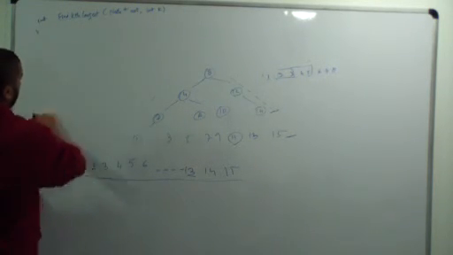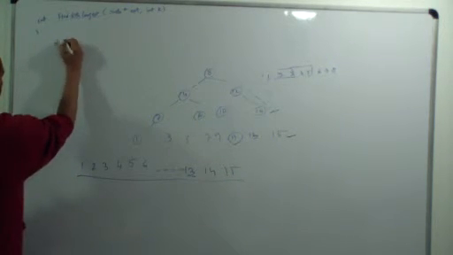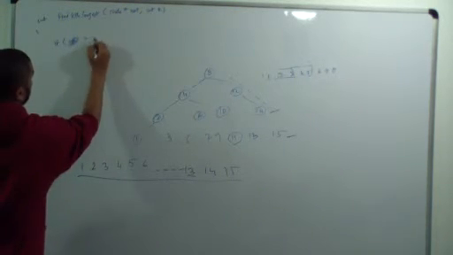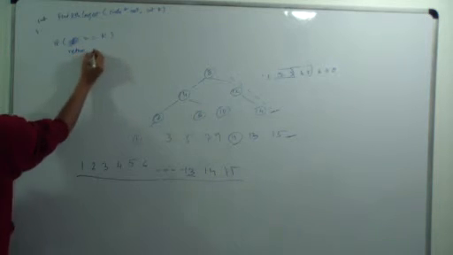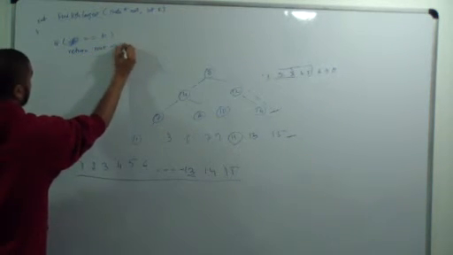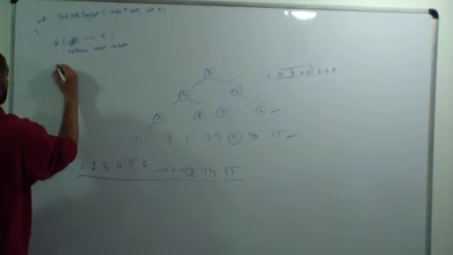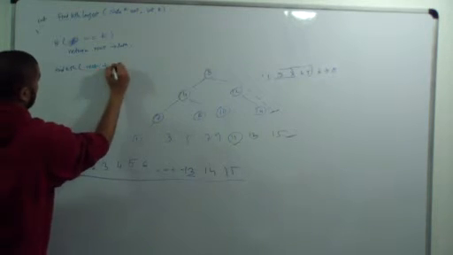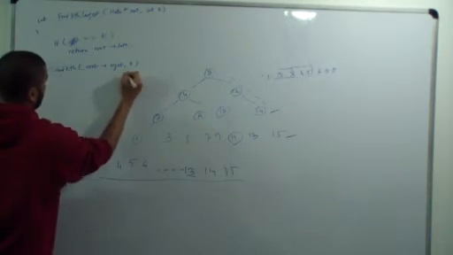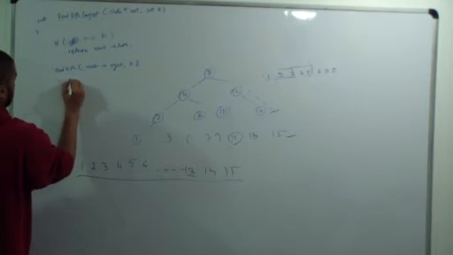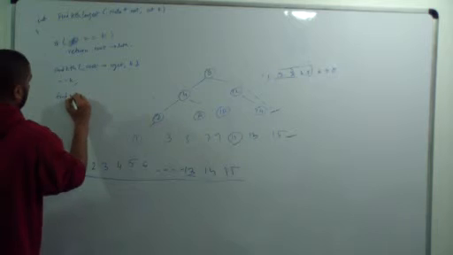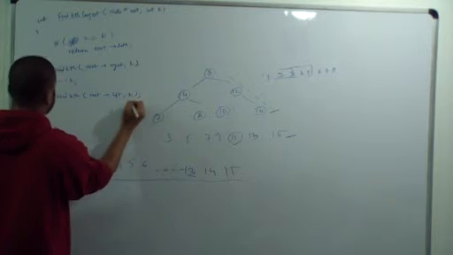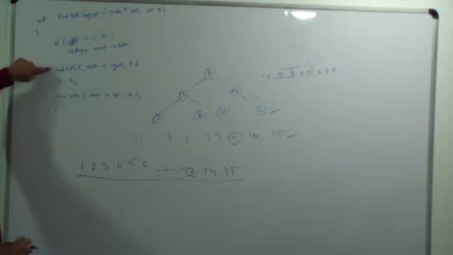Let's write a solution. If k equal to 0, return root data. Then find kth largest of root dot right, comma k. Then k minus minus. Then find kth largest of root dot left, comma k. So what is going to happen is, first it will reach.